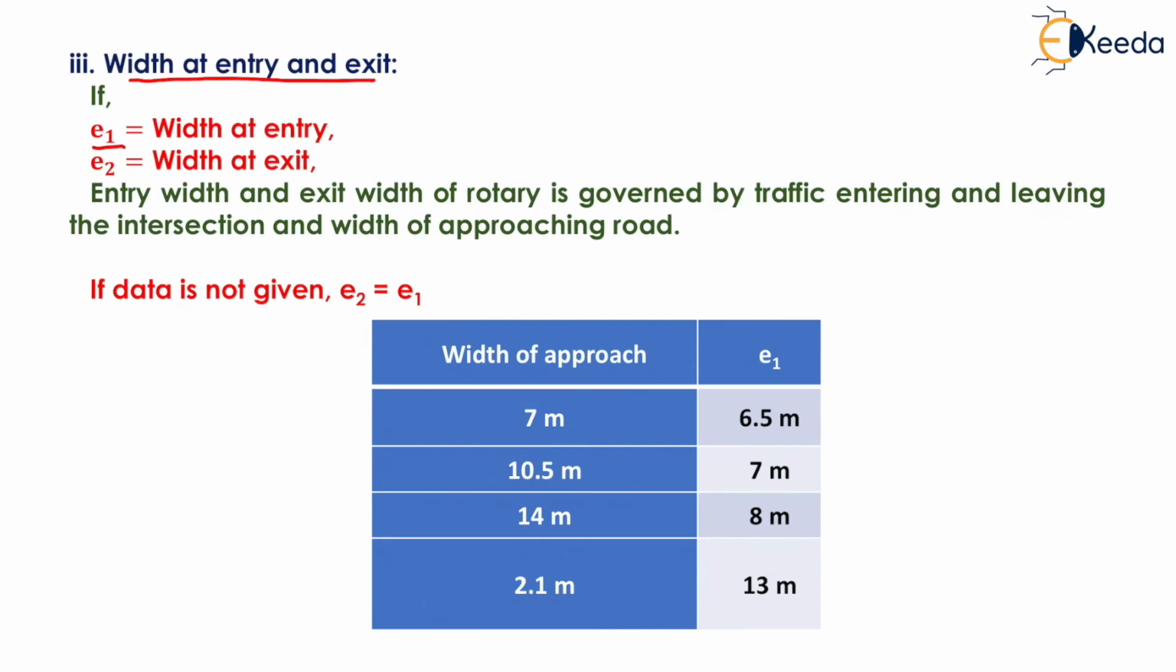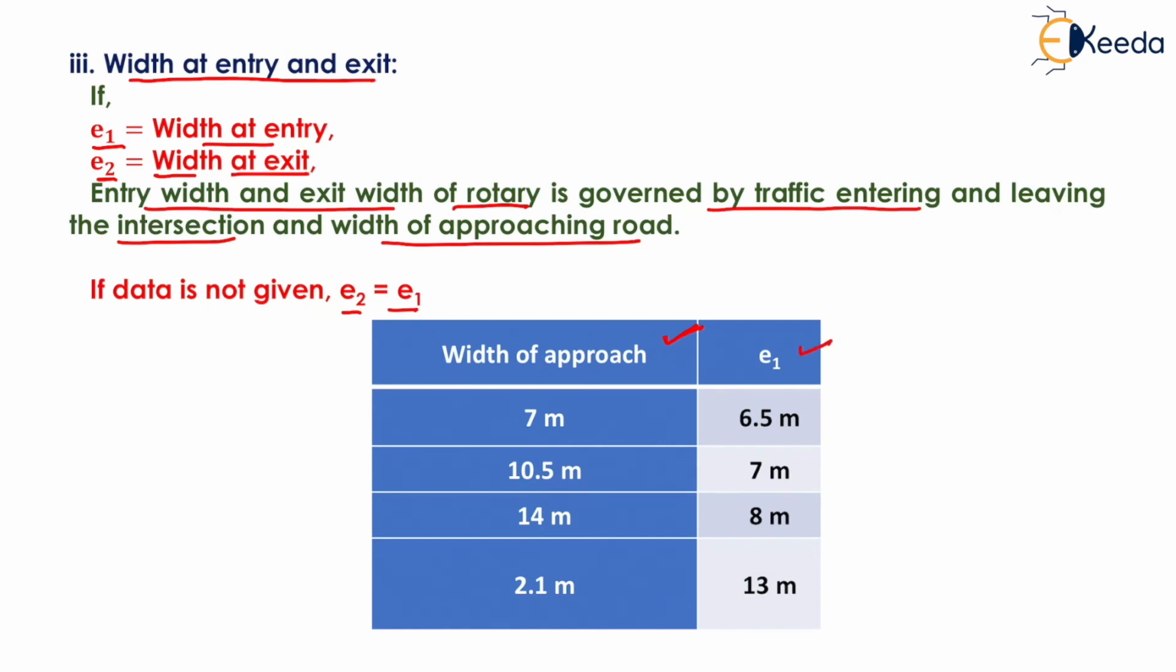E1 is the width at entry and E2 is the width at exit. Entry width and exit width of a rotary are governed by the traffic entering and leaving the intersection and the width of the approaching road. Now if data is not given, then we have to take the width at exit equal to the width at entry. Now we have the width of approach, that is the road width, and we have the width at entry, that is E1.